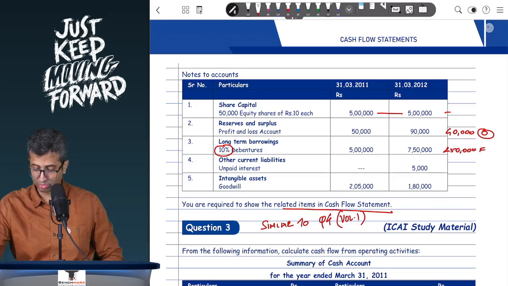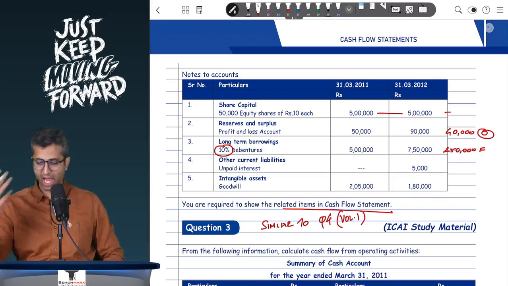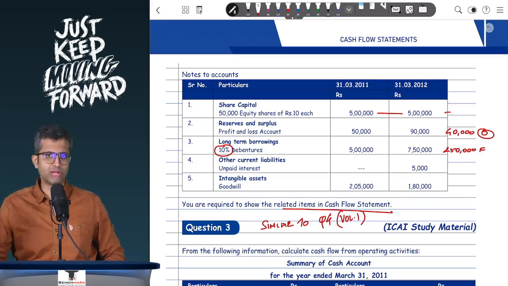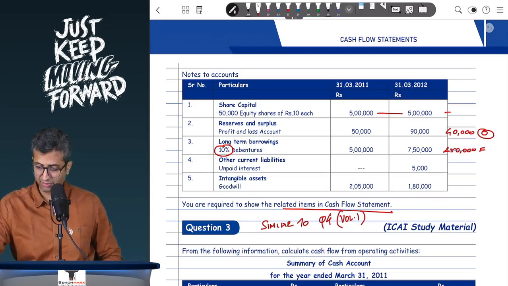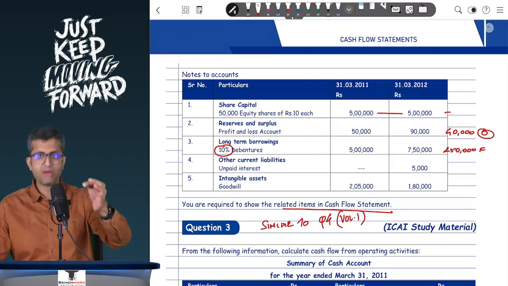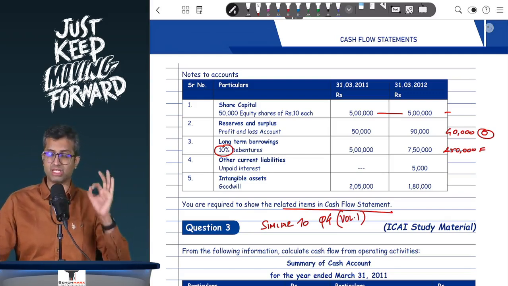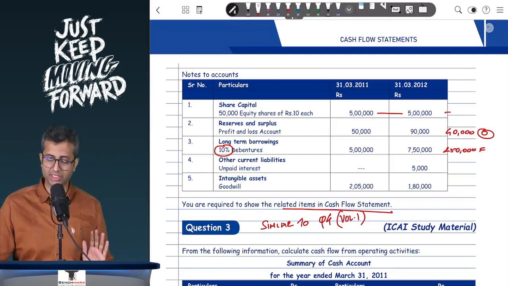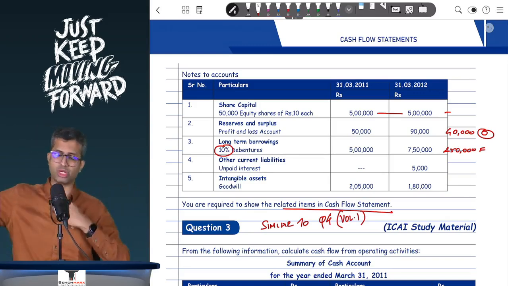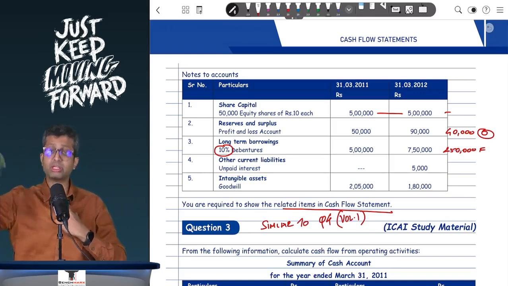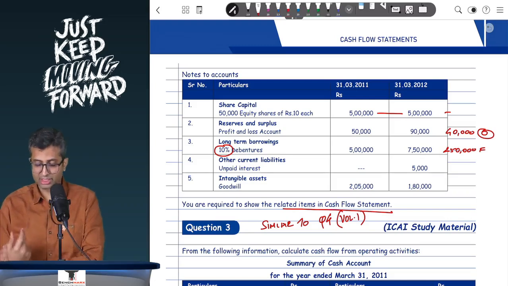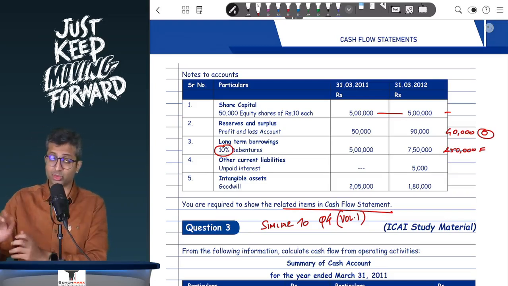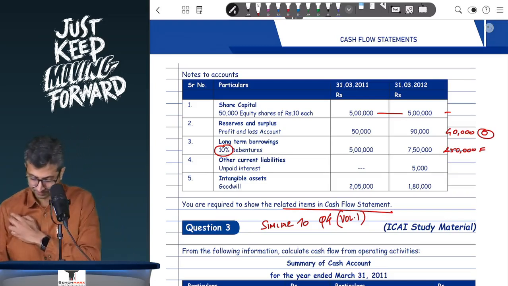So if you assume that they were issued at the beginning, in which case 7,50,000 into 10% comes to 75,000, minus 5,000 still unpaid, so 70,000 will be interest paid within financing. Or if you assume they were issued at the end, then 5 lakhs into 10% is 50,000, out of which 5,000 is unpaid, so 45,000 must be paid.